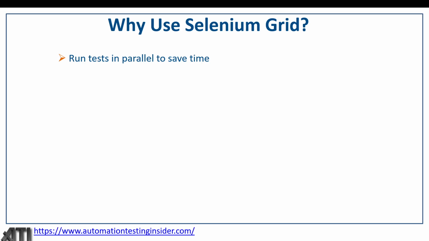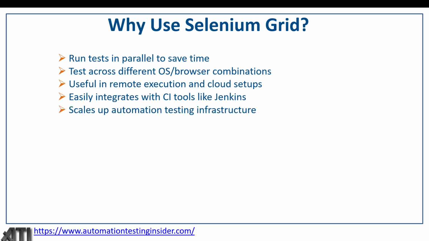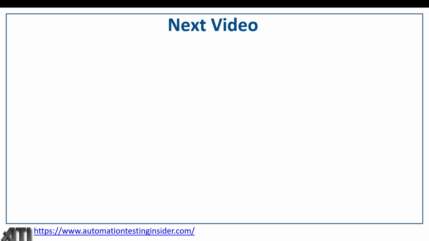So run tests in parallel to save time, test across different operating system and browser combinations, useful in remote execution and cloud setups, easily integrate with CI tools like Jenkins, and scale up automation testing infrastructure like Docker containers, which we are going to discuss in the next video. So these are the different reasons why we go for Selenium Grid, right?